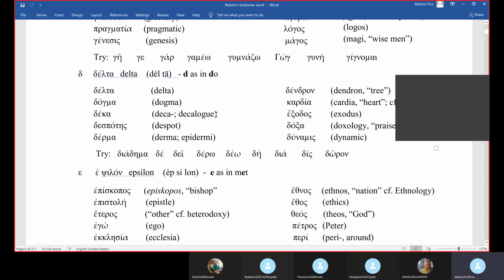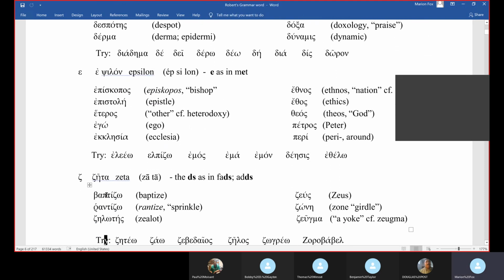Okay? All right. Here's some more words that have a delta. And some of these are very common words. We have de and we have dei. Notice they're almost the same, except the one has an epsilon, the other has an eta, a short E and a long E. They cover pretty much the same ground, but there's a subtle difference in them. So be aware of that.